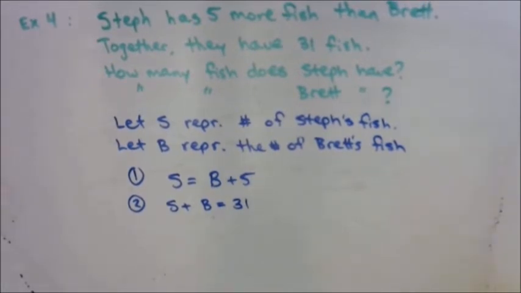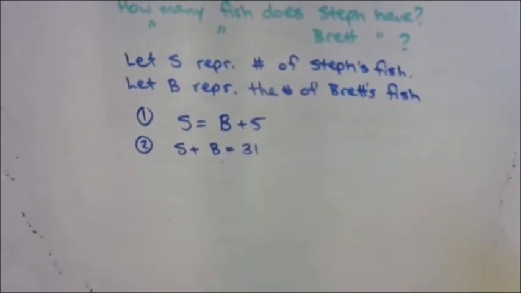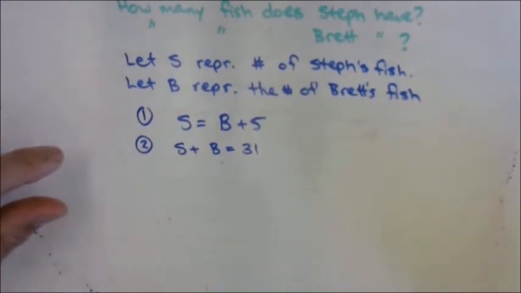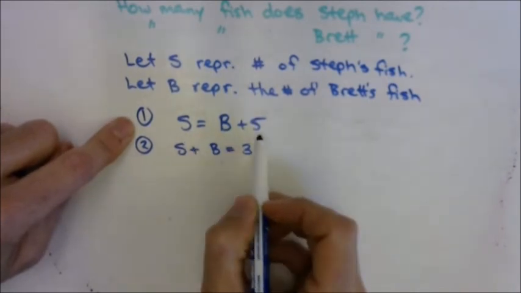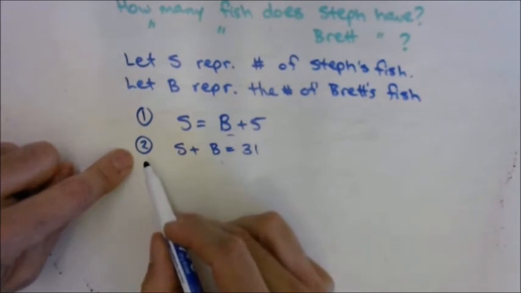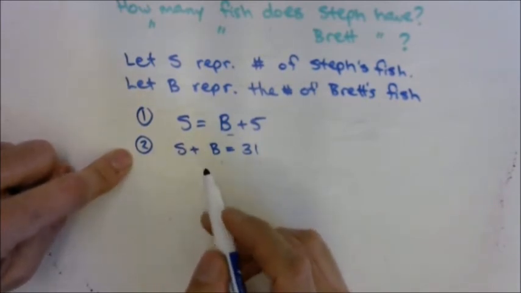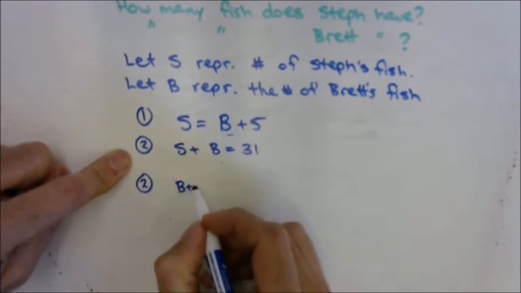Well, now we have 2 equations and 2 variables. The variables are S and B, and the 2 equations are right there before us. So we can use our skills of substitution to solve this problem. What do you think I should do? Yeah, we already have equation 1, S in terms of B. So let's just substitute B plus 5 into equation 2 wherever we see S. Instead of S, we're going to write B plus 5.